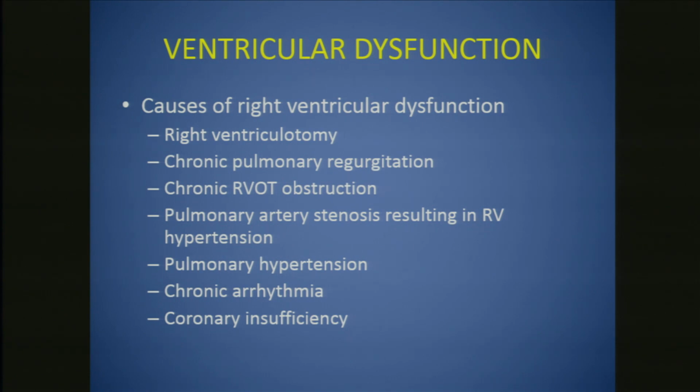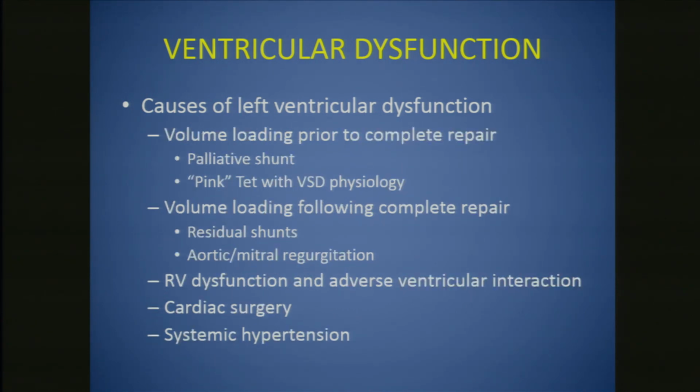Ventricular dysfunction is an issue with tetralogy. There are multiple causes of right ventricular dysfunction. They often have had a right ventriculotomy. There is chronic pulmonary regurgitation, and there can be chronic right ventricular outflow tract obstruction. If there's pulmonary artery stenosis, that can result in RV hypertension. Pulmonary hypertension related to their shunts or other causes. Chronic arrhythmia, and again, coronary issues.